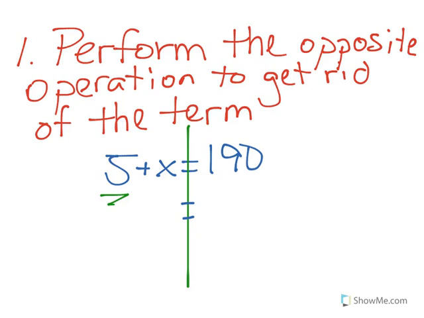So what's the opposite of adding 5? It would be subtracting 5. So let's subtract 5. A positive 5 and a negative 5 will cancel each other out. All you'll be left with is x.